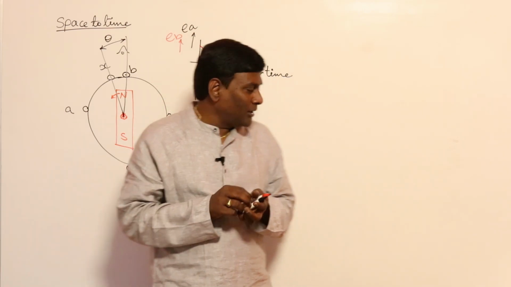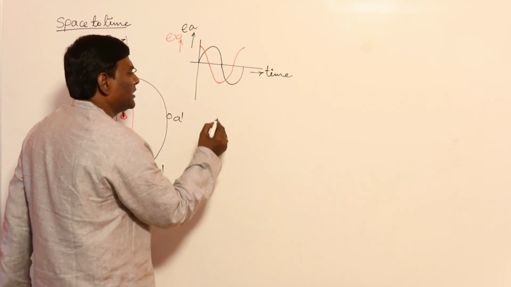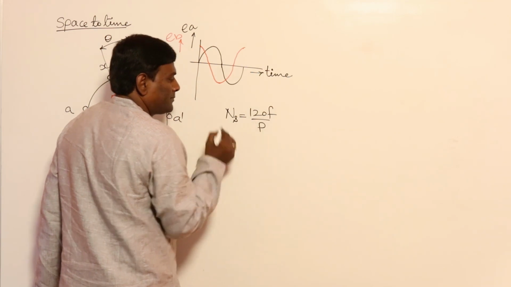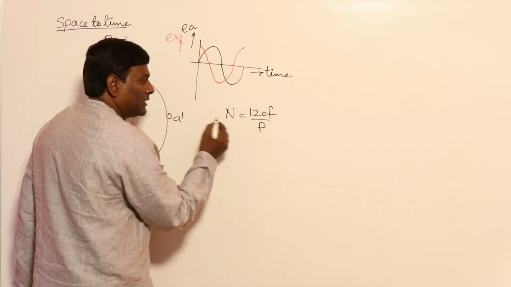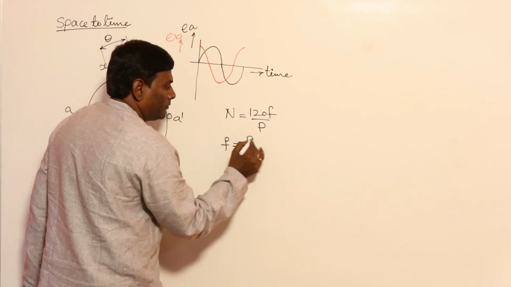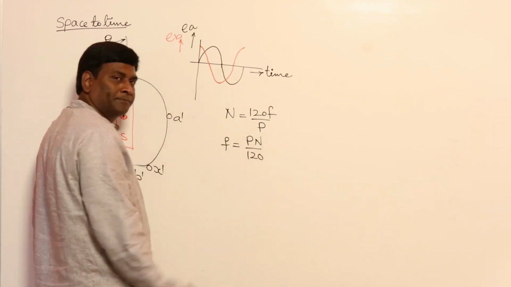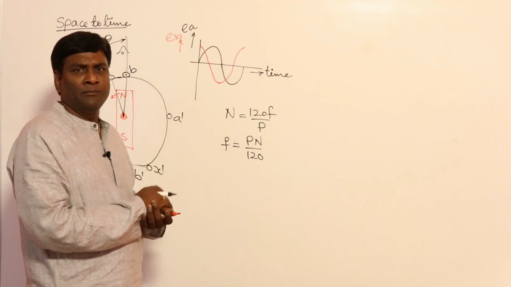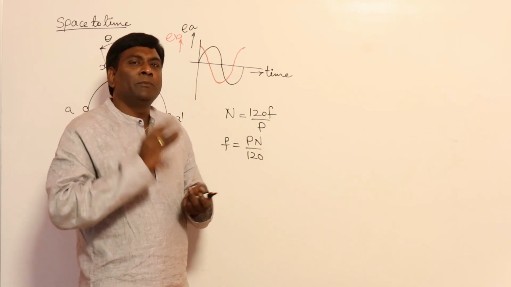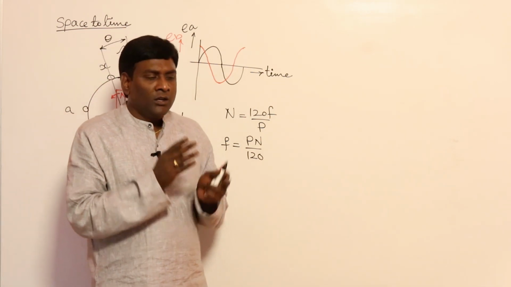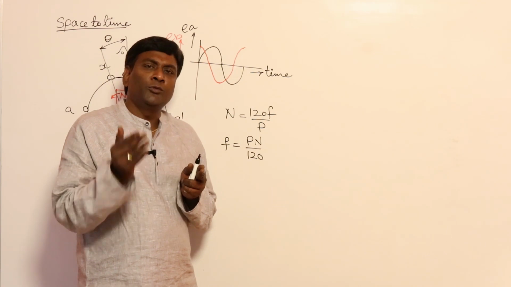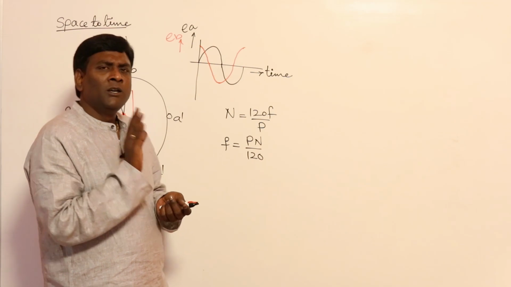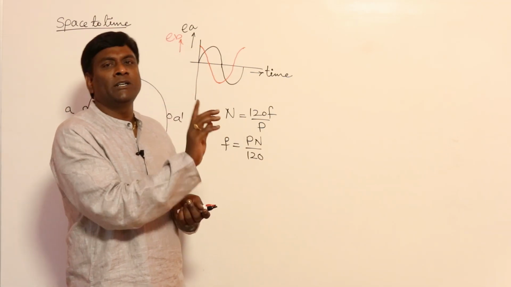Space to time. For example, most of the people feel synchronous speed Ns equal to 120 f by P, or okay, let me repeat, f equal to PN by 120. We can actually derive this, but it will take a bit of time. We will keep this for the detailed machines analysis. Right now we are doing machines simplified. In future, the detailed machines analysis will come and I will discuss it in detail, but anyway, the concepts required to crack GATE 2020 are our target.